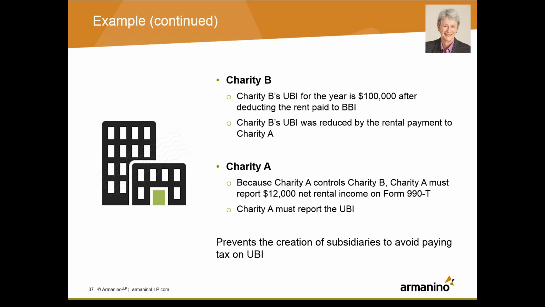to a controlled entity. So when you're trying to do the analysis of how much of this is UBI, the simplest thing to do is to ask yourself, if I collapsed these two organizations into one, what would my net unrelated business income be? And that is how you will get to the correct answer of how much you should pay tax on.